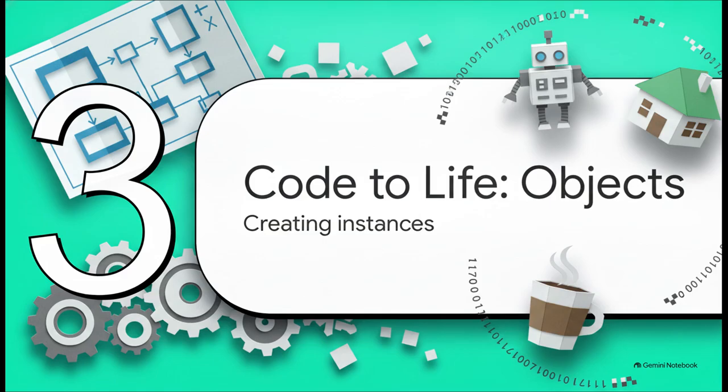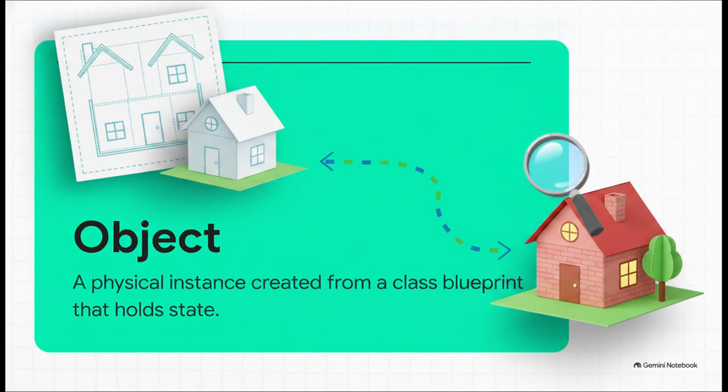Section 3, code to life, objects. Time to create some instances. We've got our blueprint and our components, so let's bring it all to life. If a class is just a theoretical blueprint, an object is the actual physical house built from it. An object is an instance of a class.